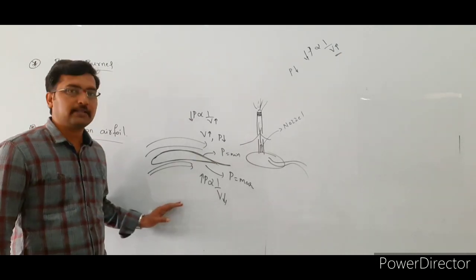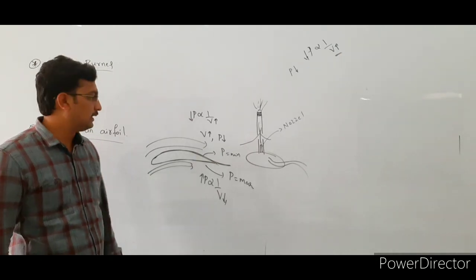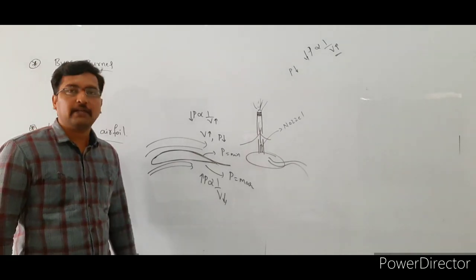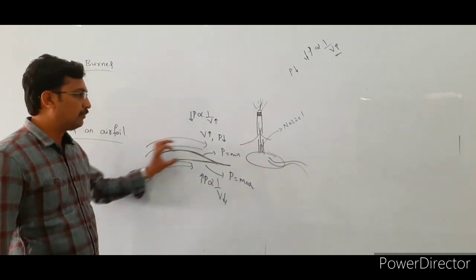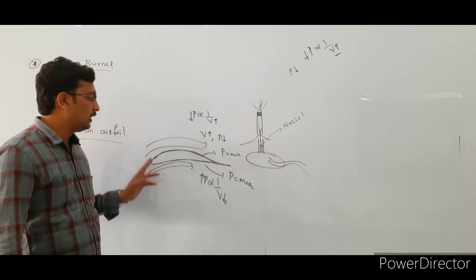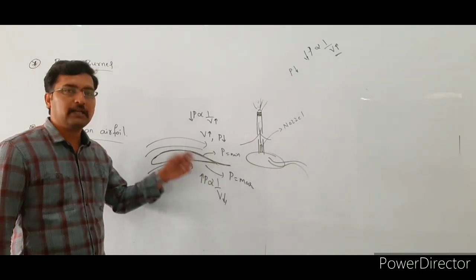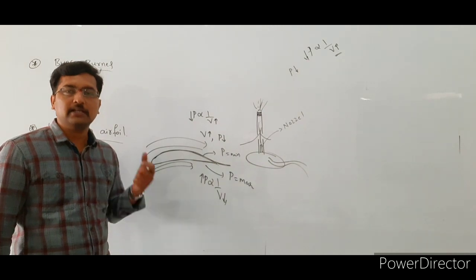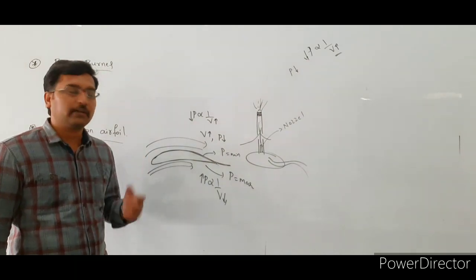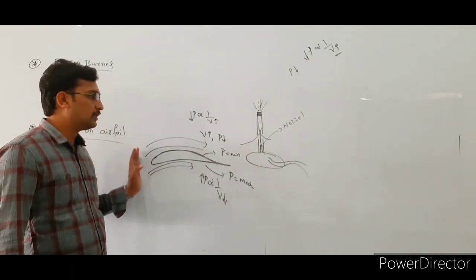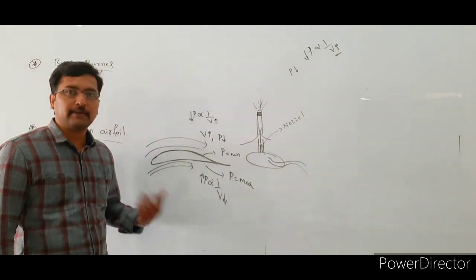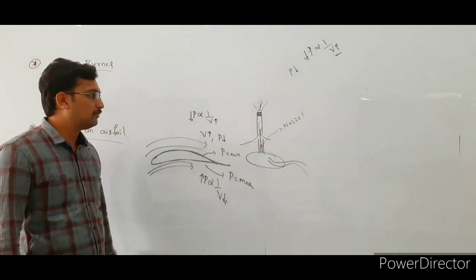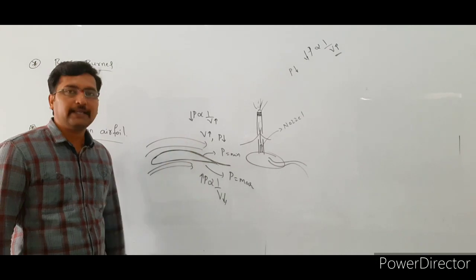So this is the last application of Bernoulli's theorem, the lift of an airfoil. This is the shape of the aeroplane wing. The upper surface looks slightly convex and the lower surface looks slightly concave. The velocity of the air at the upper surface is maximum, and if the velocity is maximum, the pressure at this point is minimum.